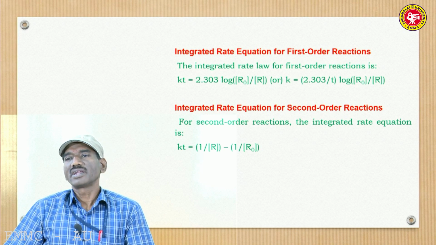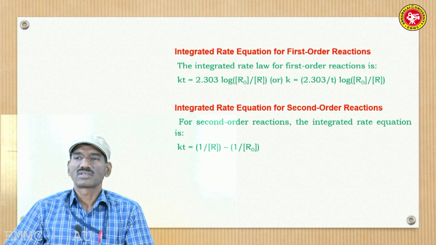Integrated rate equation for second order reactions. For a second order reaction, the integrated rate equation may be written as Kt = 1 by R minus 1 by R0.